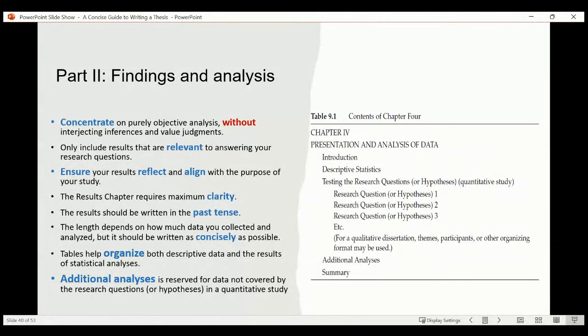Findings and analysis. Concentrate on purely objective analysis. No need to add your opinion, no need to say anything about your data. Present only the results and relevant results that answer your research questions. Ensure your results reflect and align with the purpose of your study. The result chapter requires maximum clarity.